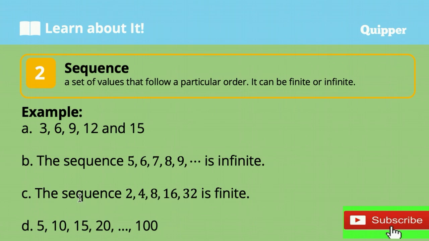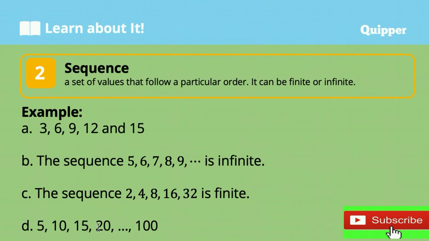Another example of sequence is this 2, 4, 8, 16, and 32. Now, take note that there is a pattern here. The pattern is you just multiply it by 2 starting from the first value, which is 2. 2 times 2 is 4, times 2, 8, times 2, 16, and 16 times 2 is 32. Now, the last number here, or the end term, is 32, meaning to say that this sequence is a finite sequence since we can count the number of elements here.